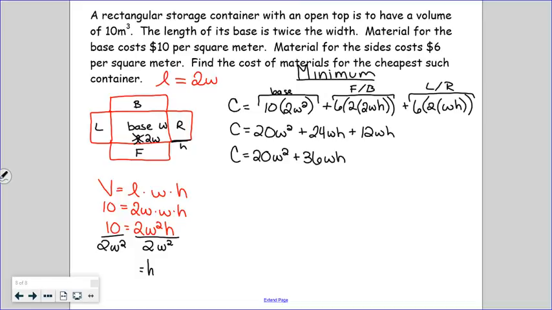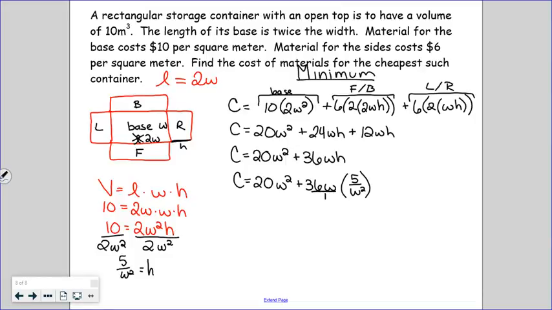2 over 10 would be 5 over W squared. So I can now go over to my cost equation, replace H with 5 over W squared. And the last thing I would do before we finalize our cost equation is clean that up, because this I can actually clean up, right?